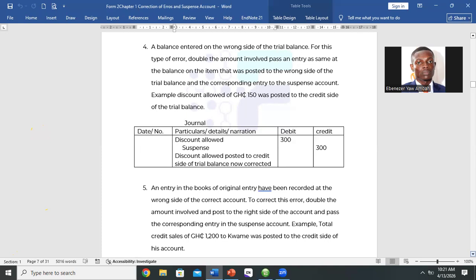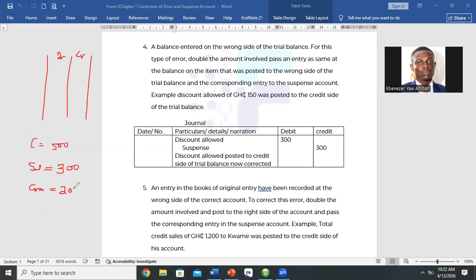So let me demonstrate this again. You were entering balances into your trial balance, debit and credit columns. So let me use the same cash, 500, and then sales, 300, then commission, 200.